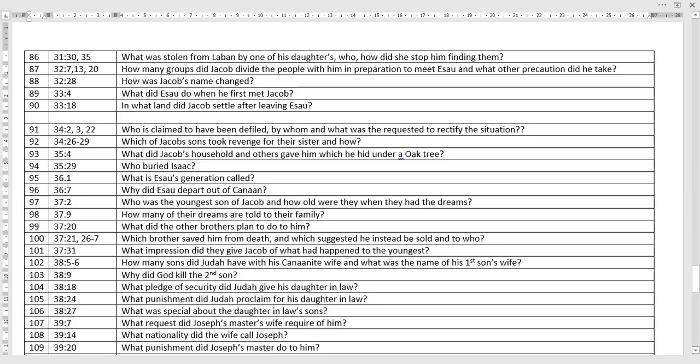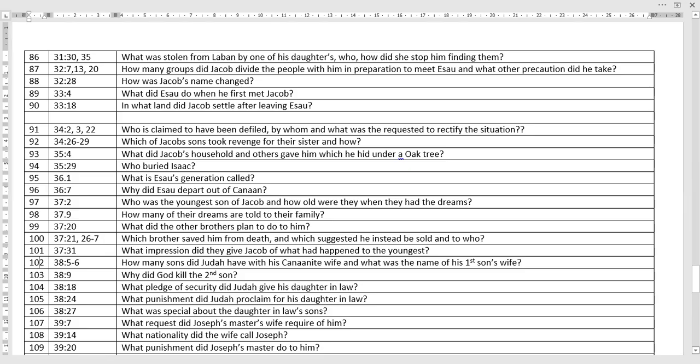Question 101. What impression did they give Jacob of what had happened to the youngest? I use the word impression because they pretended to the father that he was killed by an animal. They took his coat, put in some blood, took it to the father. The father recognized the coat and saw blood in it, and he is the one who said he's been slain. So they didn't say it, that's just the impression they gave. Hence they use the word impression.